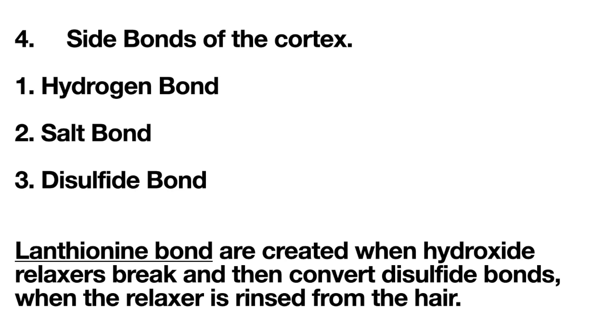Number 3, disulfide bonds. A disulfide bond is a strong chemical side bond that joins the sulfur atoms of two neighboring cysteine amino acids to create cystine. The cystine joins together two polypeptide strands. Although there are far fewer disulfide bonds than hydrogen or salt bonds, disulfide bonds are so much stronger that they can also account for about 1/3 of the hair's overall strength.